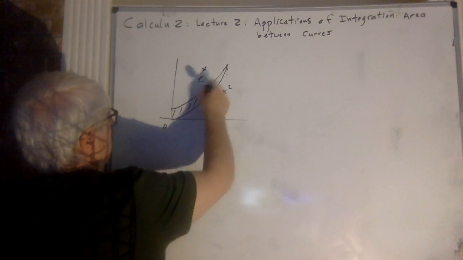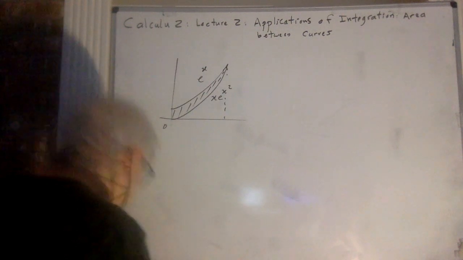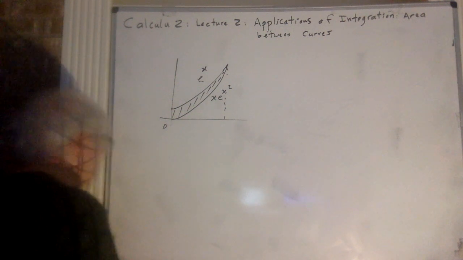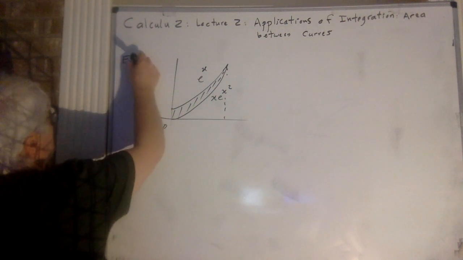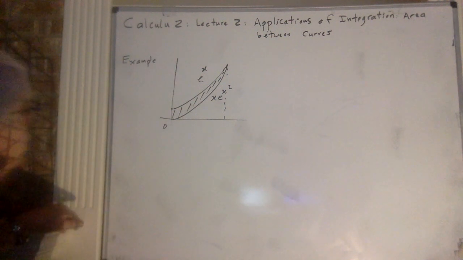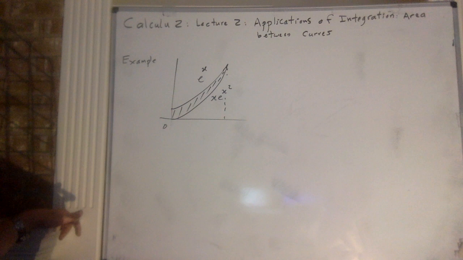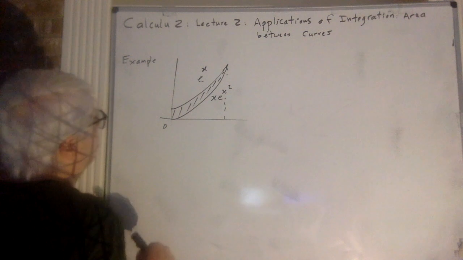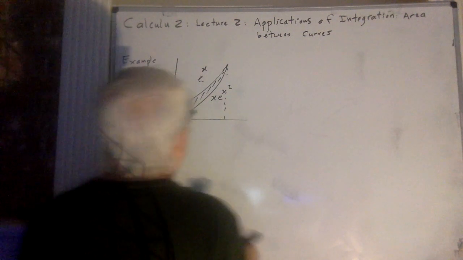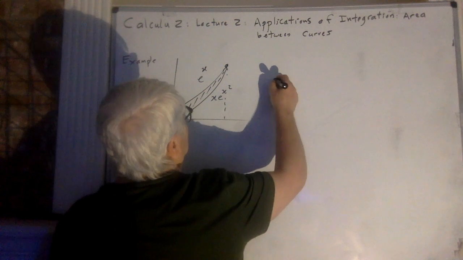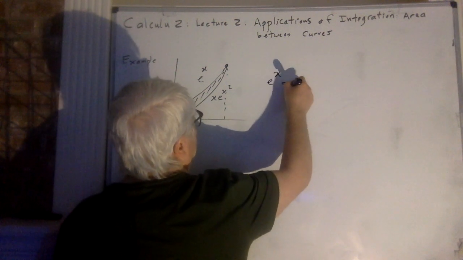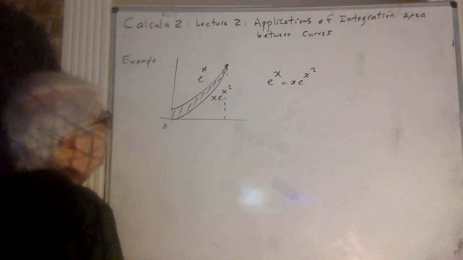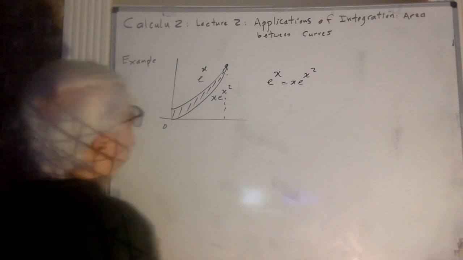So let's see if we can solve this problem. Is that e to power x squared? So that's in fact one of the problems in the book. Example: find the area of the region enclosed by these two and the y-axis. There's this region. So well, let's see if we can solve this. So if I let e^x equal x e to power x squared, I really don't know how to solve this thing.